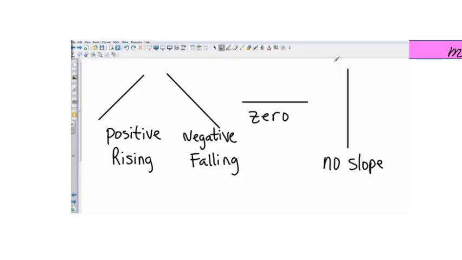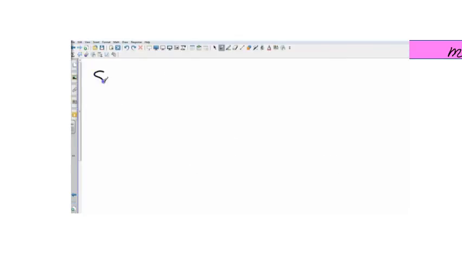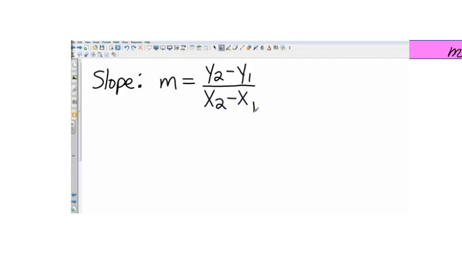You'll notice that positive and negative are going to be diagonal lines. Zero is going to be a horizontal line. And all vertical lines will have no slope. So how do we find it? Well, we have a slope formula. Slope is going to be represented as m from now on. m is the letter they use for slope. And the slope formula is y2 minus y1 all over x2 minus x1. Change in y over change in x, which is what we did for rate of change just a couple of minutes ago.